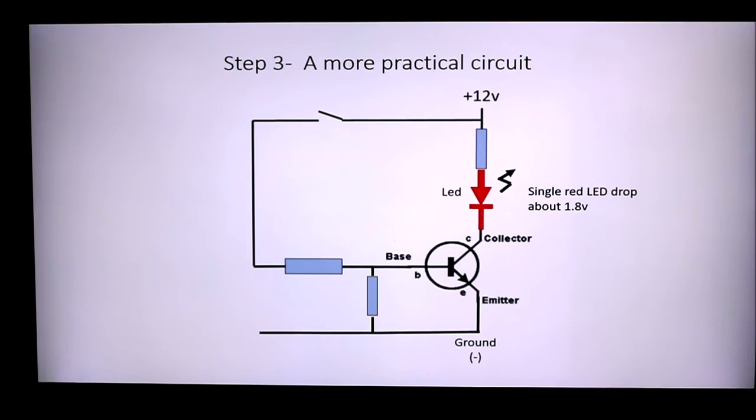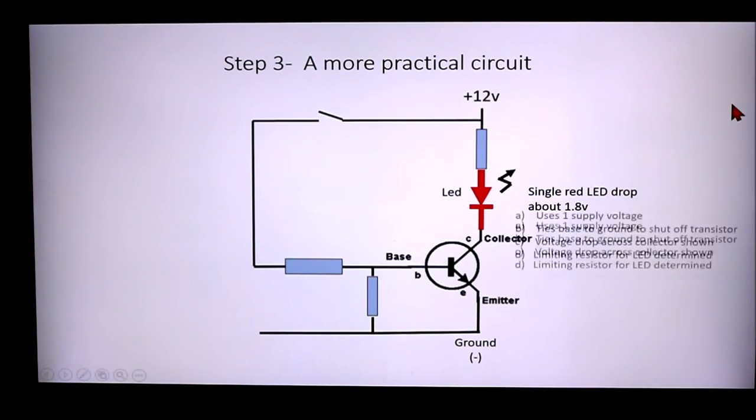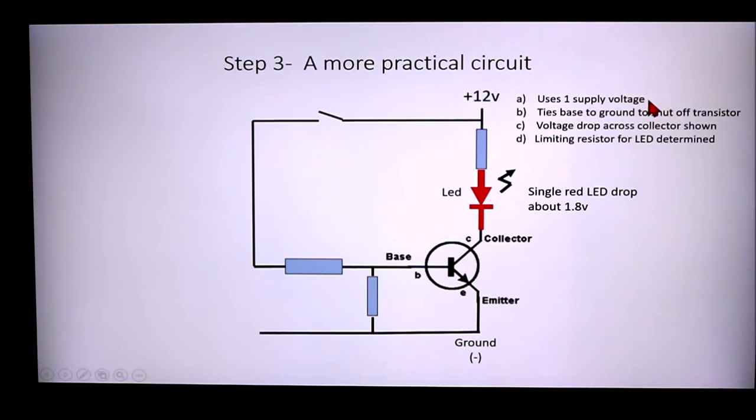Here's step 3. This is a more practical circuit. Why is it more practical? Well, it uses 1 supply voltage instead of 2. It ties the base to ground to shut off the transistor, and we need to do that, as I mentioned before, because if this switch up here is open and there's no voltage going through this resistor, the base is essentially floating. And this resistor ties the base to the emitter and ground and prevents the transistor from turning on.